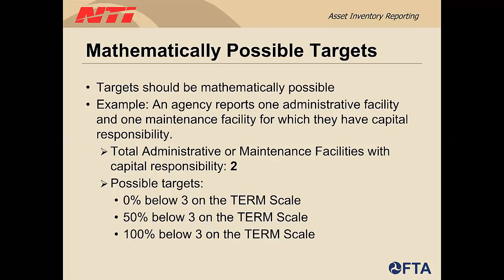50% if one of those facilities scored a 3 or above on the TERM scale, meaning that 50% of your facilities are not in a state of good repair. Or the last option would be 100%, meaning that neither facility scores above a 3 on the TERM scale, and in turn means that 100% of your facilities are not in a state of good repair. So this is something to think about when you're filling out the form.